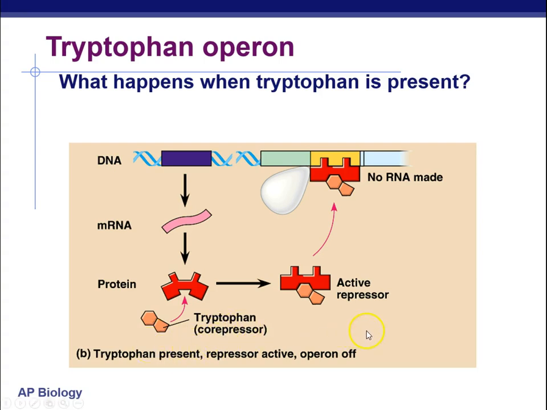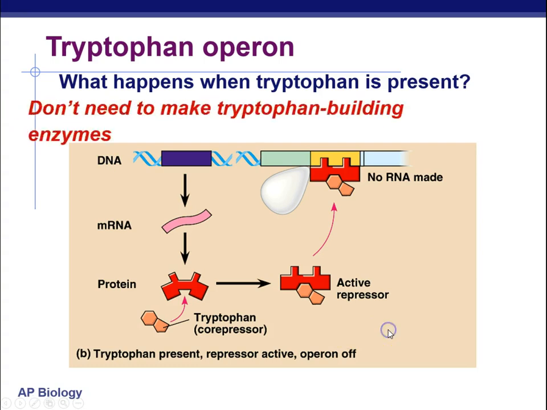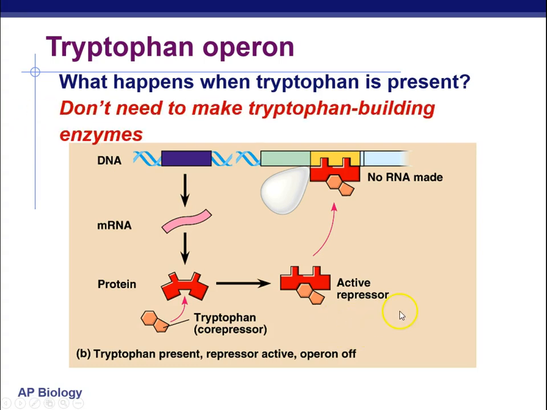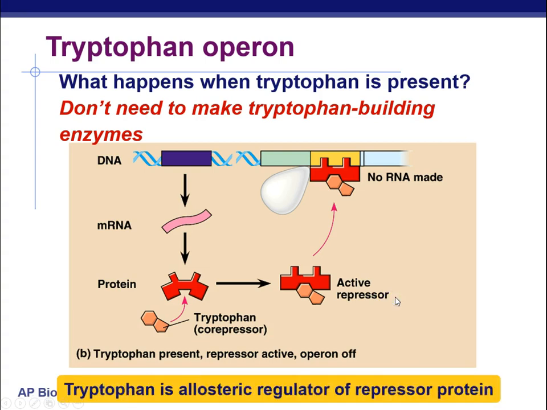All right, so what happens when tryptophan is present? Take a look. Well, we don't need the enzymes if that's the case. Remember, tryptophan is an allosteric regulator of the repressor protein. So here's our tryptophan, and it binds into a site opposite of the active site, which is up here, which causes, as you can see from here to here, a conformational change in that repressor protein.